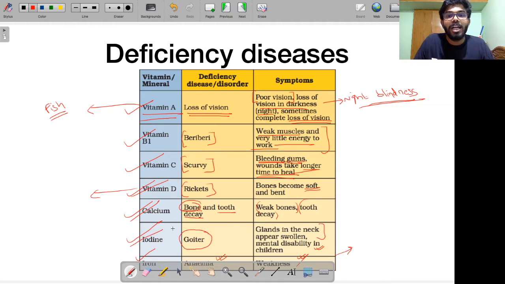So these are all deficiency disorders. That means when your body is deficient in any one of the above said nutrients, you develop something called deficiency diseases. Alright. So deficiency of vitamin A results in loss of vision, vitamin B results in beriberi disease, vitamin C in scurvy, vitamin D in rickets, calcium in bone and tooth decay, iodine results in goiter, and iron results in anemia. Okay, I hope you can remember this small picture from here, and also you can pick this up from your class 6th NCERT. Alright.